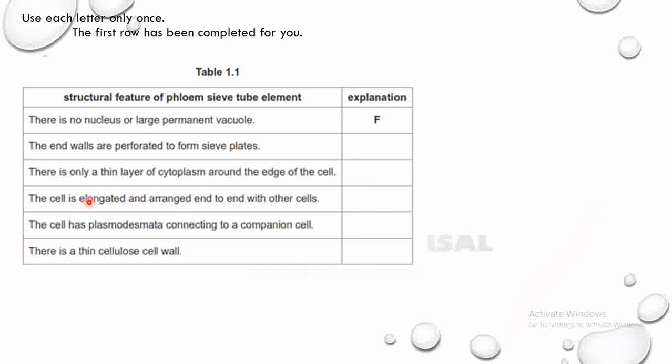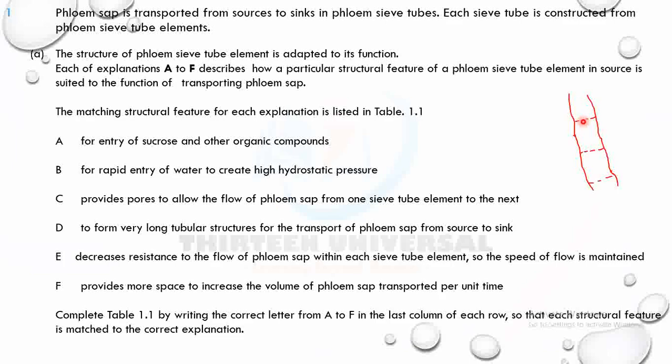The next one says the cell is elongated and arranged end to end with other cells, like I drew it here. Why is it elongated? So they join end to end with other cells. This says provide more space to increase the volume of phloem sap transported per unit time. Yeah, this makes sense. Is there another one? Pause the video and try. Provide pores for rapid, no, I think it should be, no, this has been taken already.